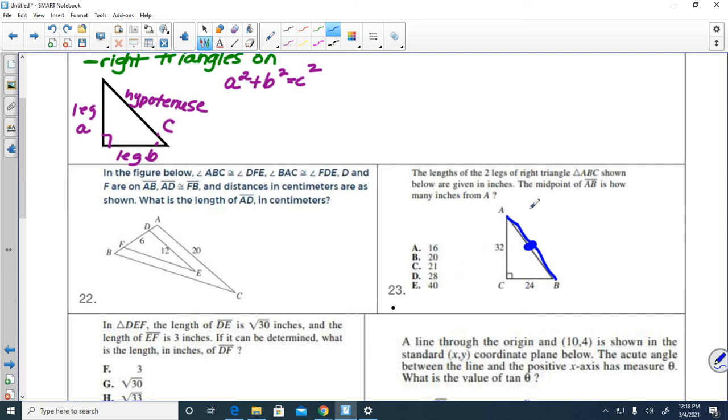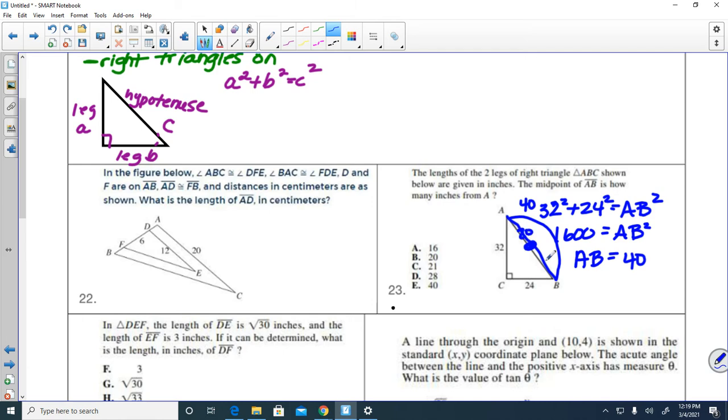It's a right triangle, so I can do the Pythagorean theorem. 32 squared plus 24 squared equals AB squared. So 32 squared plus 24 squared is 1600, which is AB squared. Take the square root of both sides, and AB will be 40. So if the entire length of AB is 40, how far is A from its midpoint? The midpoint cuts it in half, so each part would be 20. So A is 20 units from its midpoint, so I would choose B.